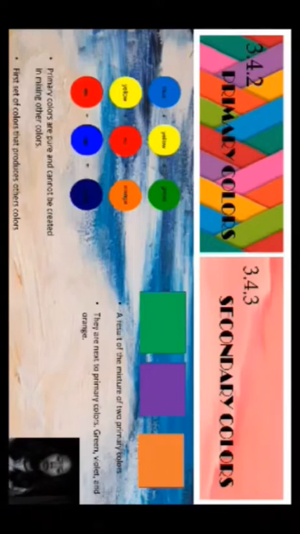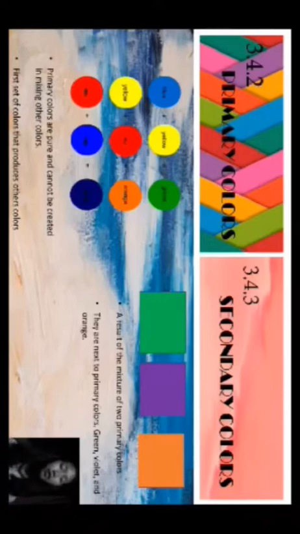Okay, so 3.4.2, primary colors. Primary colors are pure and cannot be created by mixing other colors. Primary colors are also a set of colors that produce other colors. They are like the mothers, the parents of all our colors, the secondary colors and tertiary colors. Because of these primary colors, the color wheel was formed. Right? Since the primary colors are the source of all secondary and tertiary colors.